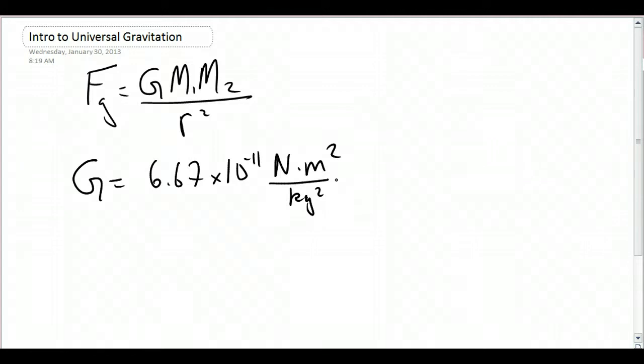M1 and M2 are the two masses you're talking about, because it doesn't matter whether you're multiplying 2 times 3 or 3 times 2, you get the same answer. When you're solving equations, you're going to have two masses. It doesn't matter which mass is M1 and which mass is M2.